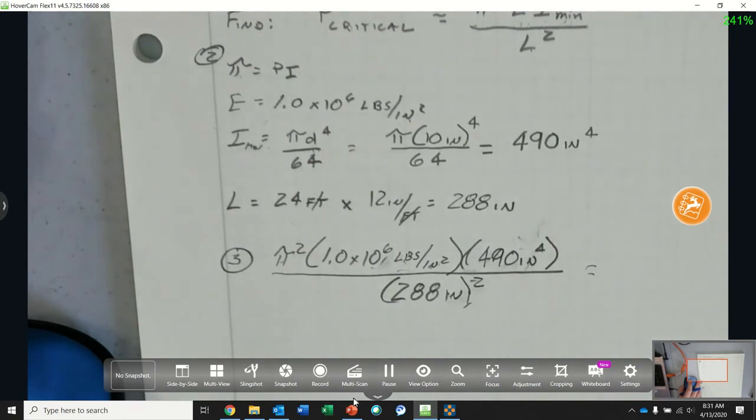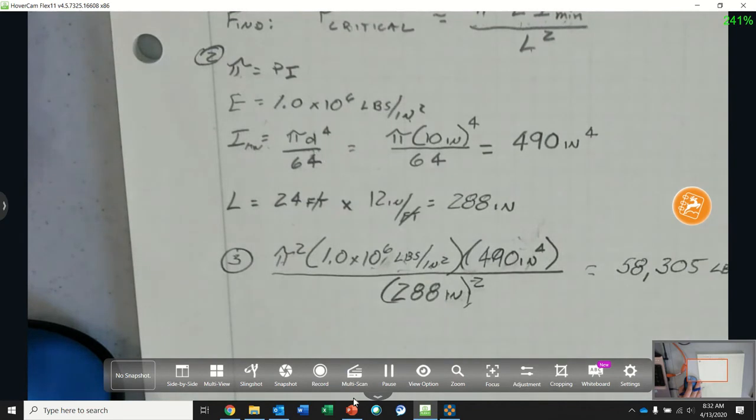Okay. So pi, shift pi. I'm going to square that term times 1.0 times 10 to the 6th times 490 divided by 288 squared equals 58,305 pounds. Okay, I'm just going to double check my math here.